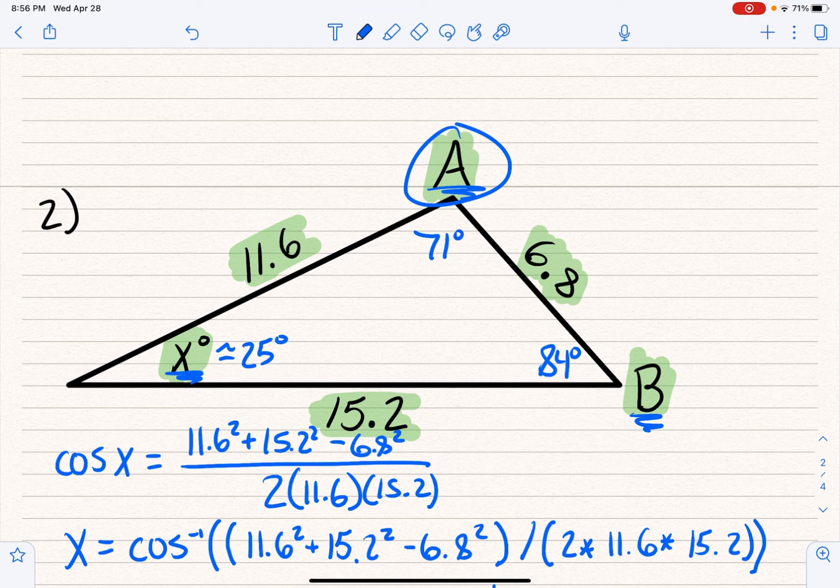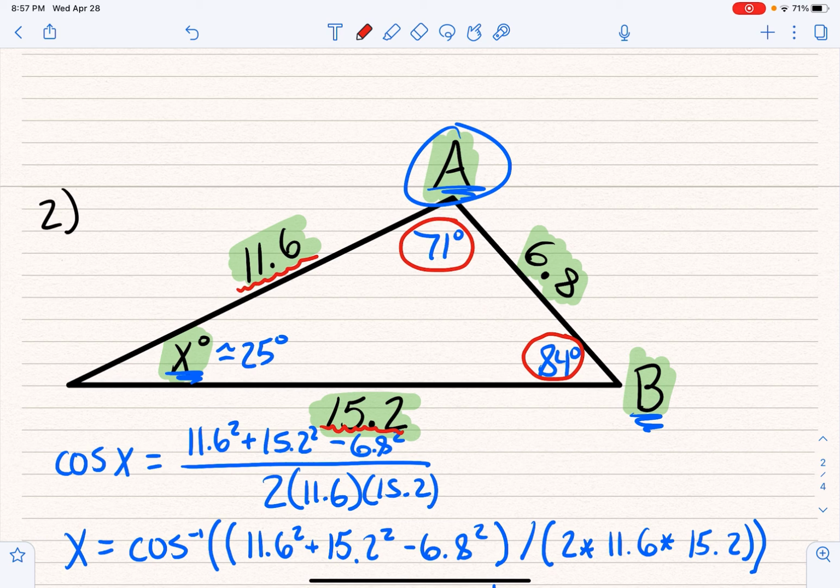Okay, now I'm really curious. I really wish I was there to know, did you guys get these answers or not? Because if you got these answers, you're wrong. These cannot be the right answers, and everyone in here should know that. The biggest side is right here, 15.2. It's opposite of 71 degrees, which is not the biggest angle. The biggest angle is opposite of 11.6, which is not the biggest side. And so there's something clearly wrong.